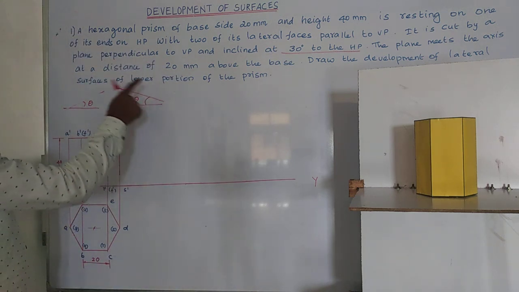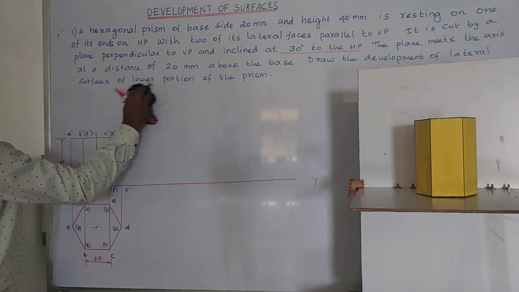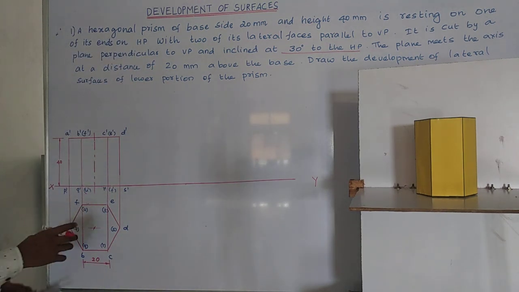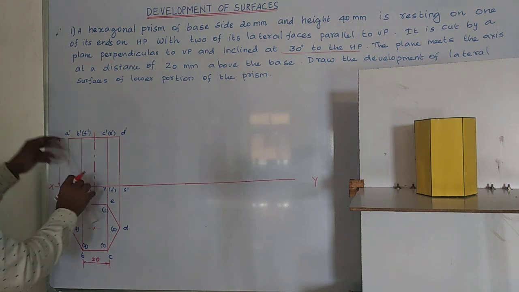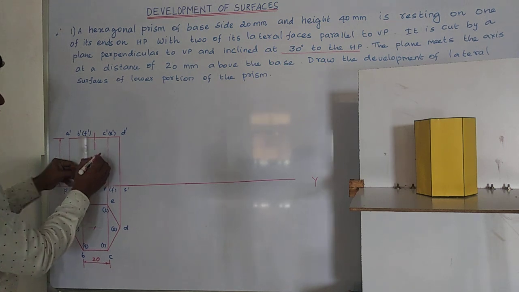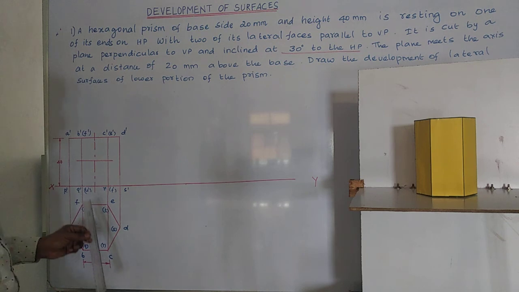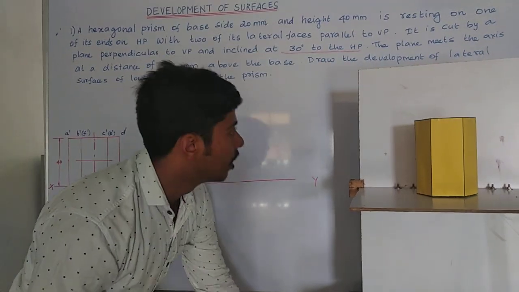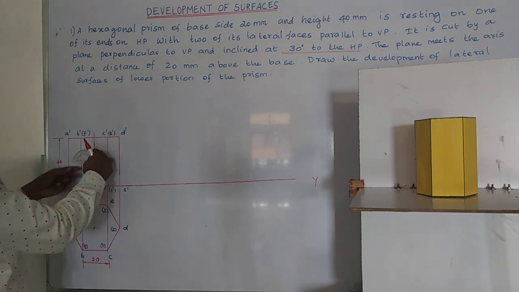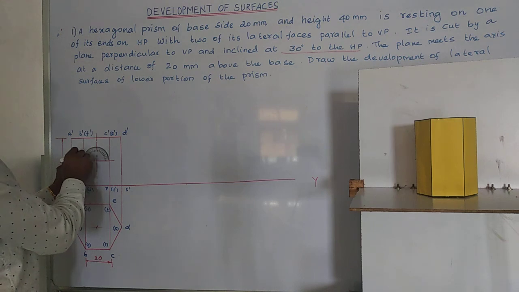The plane meets the axis at a distance of 20 millimeter above the base. Isn't it? 20 millimeter above the base. So from here, 20 millimeter above the base. Here it is 40 millimeter, so 20 millimeter I am taking, that means the midpoint. At this point I draw one horizontal line, then mark how many degrees? 30 degrees to the HP. So I mark 30 degree here.